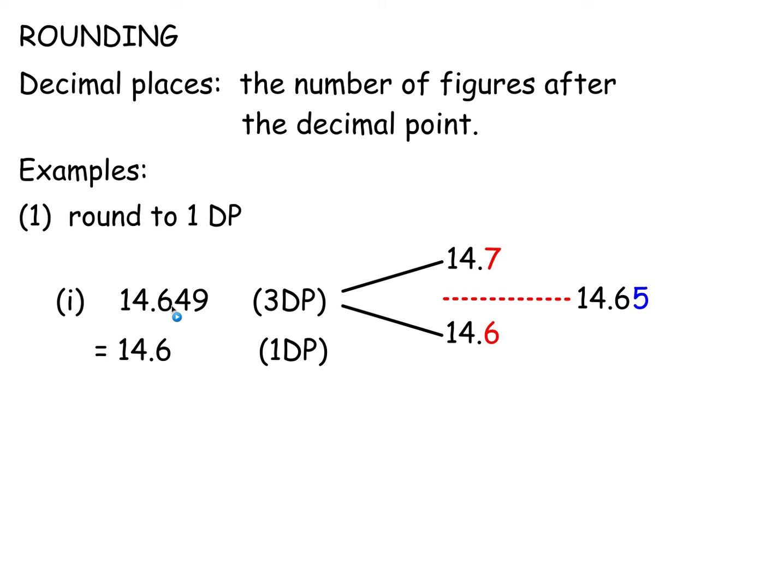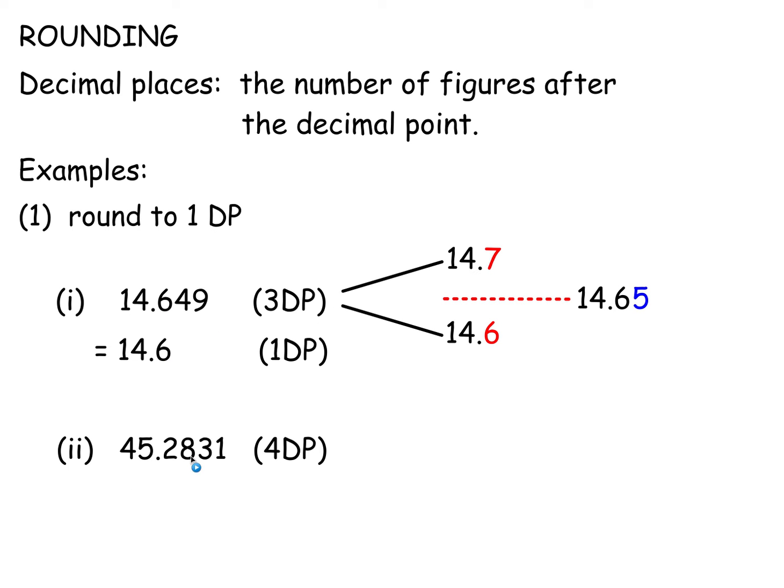If the number following the round off position is less than 5, 5 being a halfway position, then you would round down. If the number following the round off position, that is following that 6, was a 5 or more, you would round up to the 14.7. So it lies between 14.6 and 14.7. It's which is it nearest to. You can get that by the digit immediately following the round off position.